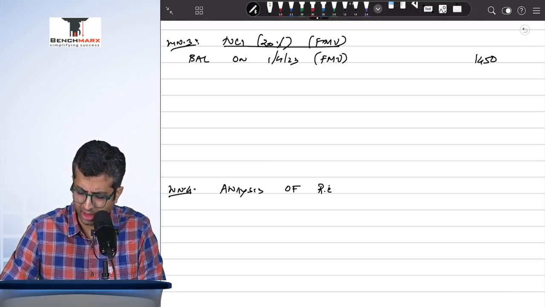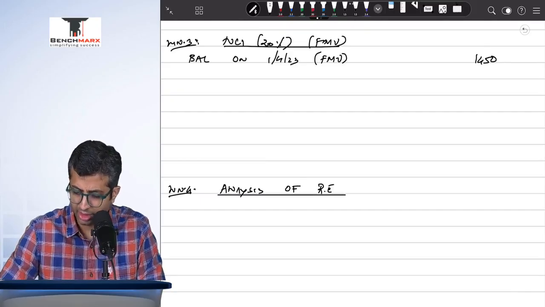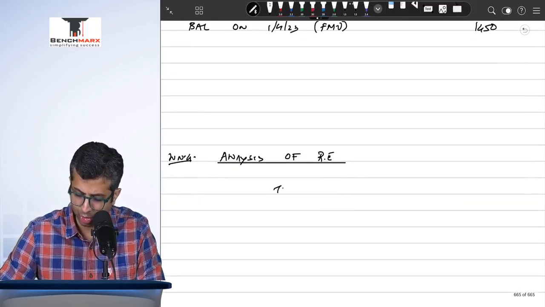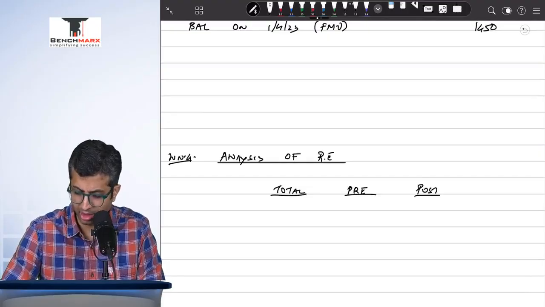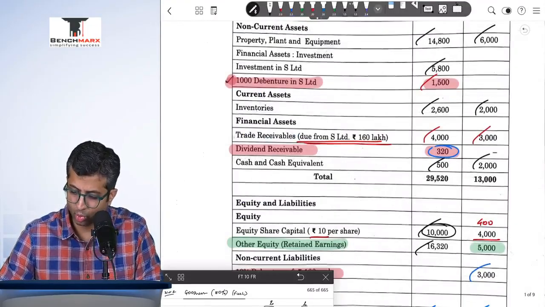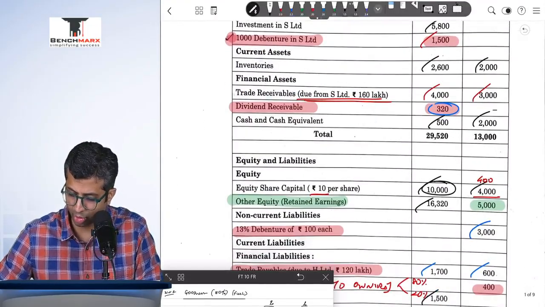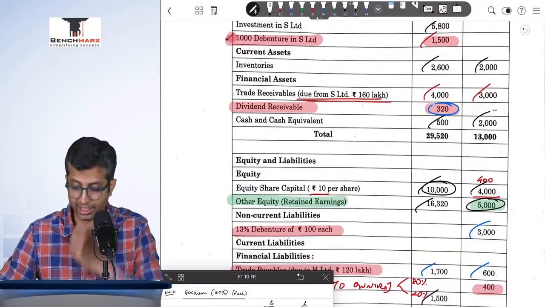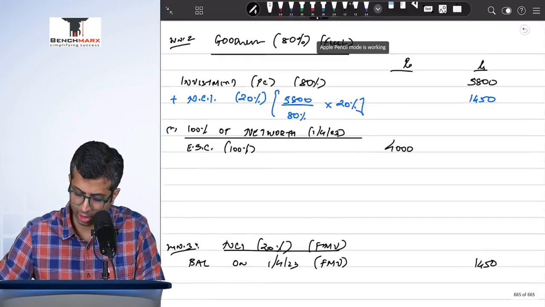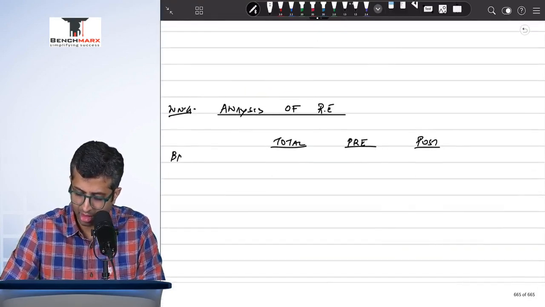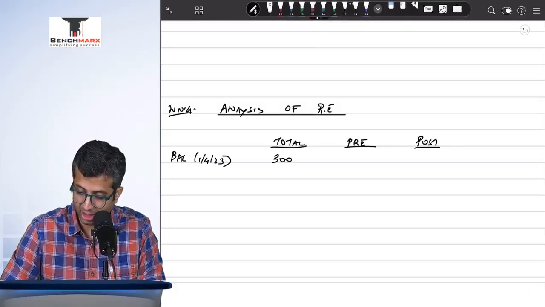I think the subsidiary has a single reserve, which is retained earnings. So if I look at this attribution, there will be total, pre and post. There is only one item remaining which you have not taken, which was this 5,000, and hence I will take this 5,000. I will say that on 1st April, there was 3,000 in the retained earnings and other equity. So you will have the balance on 1st April 23, which was given as 3,000.